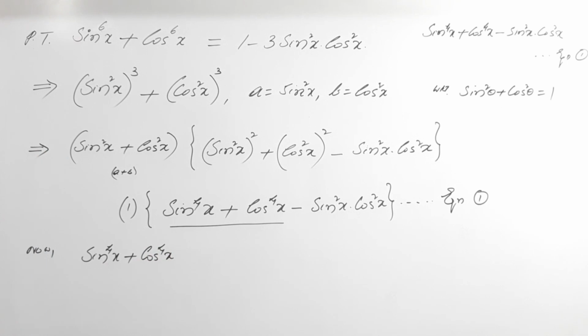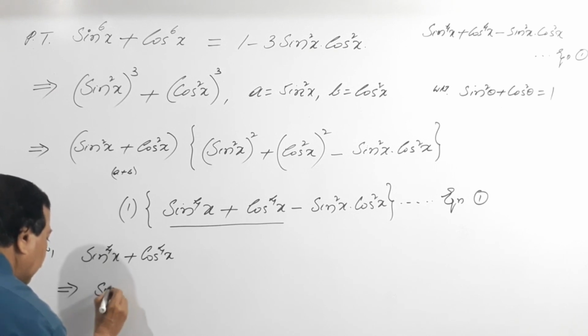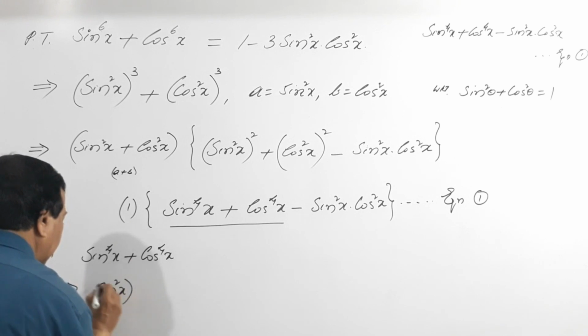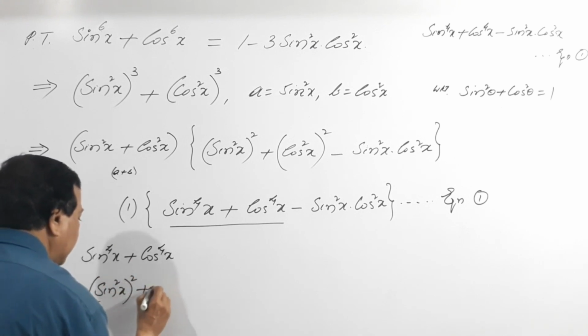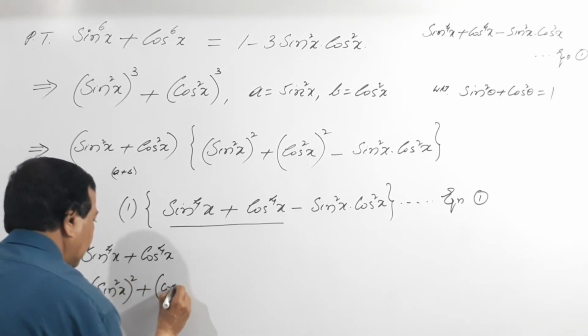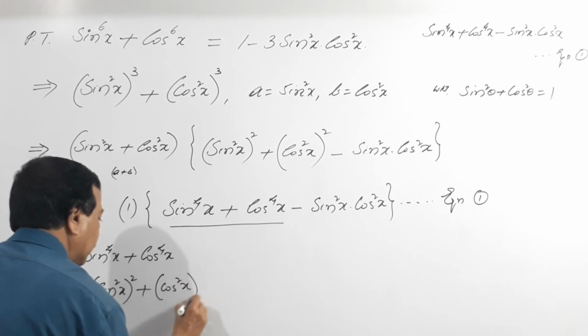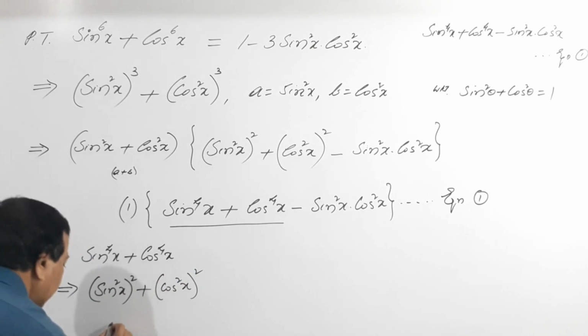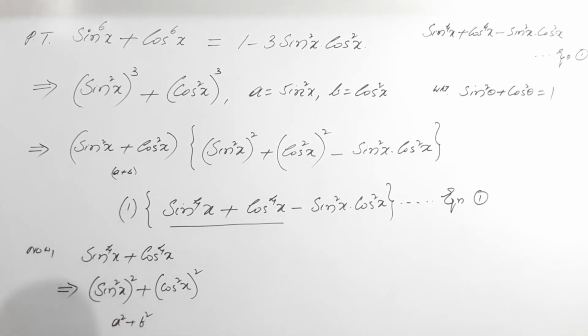Okay, तो इसको क्या करेंगे? Yes, this can be written as what? This is sin square x the whole square plus cos square x the whole square. So this is nothing but our a square plus b square.